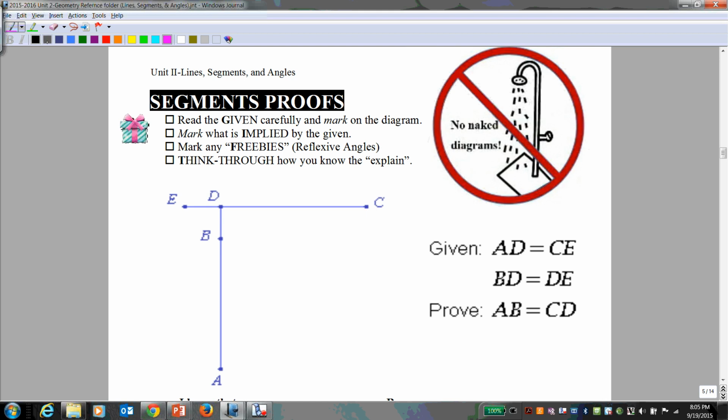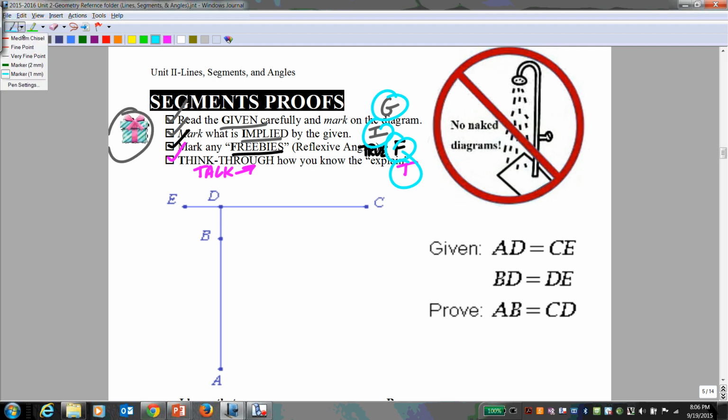But when you do proofs, I always want you to follow what's called GIFT. Number one, you mark what's given on the diagram, so put a little G for given. Then you mark what's implied by the given. Then you mark what's called freebies. Freebies are things that are always true even if they're not in the given. Last but not least, think through, better yet, talk through how you can get from the beginning to the explain. That's where we get our acronym GIFT.